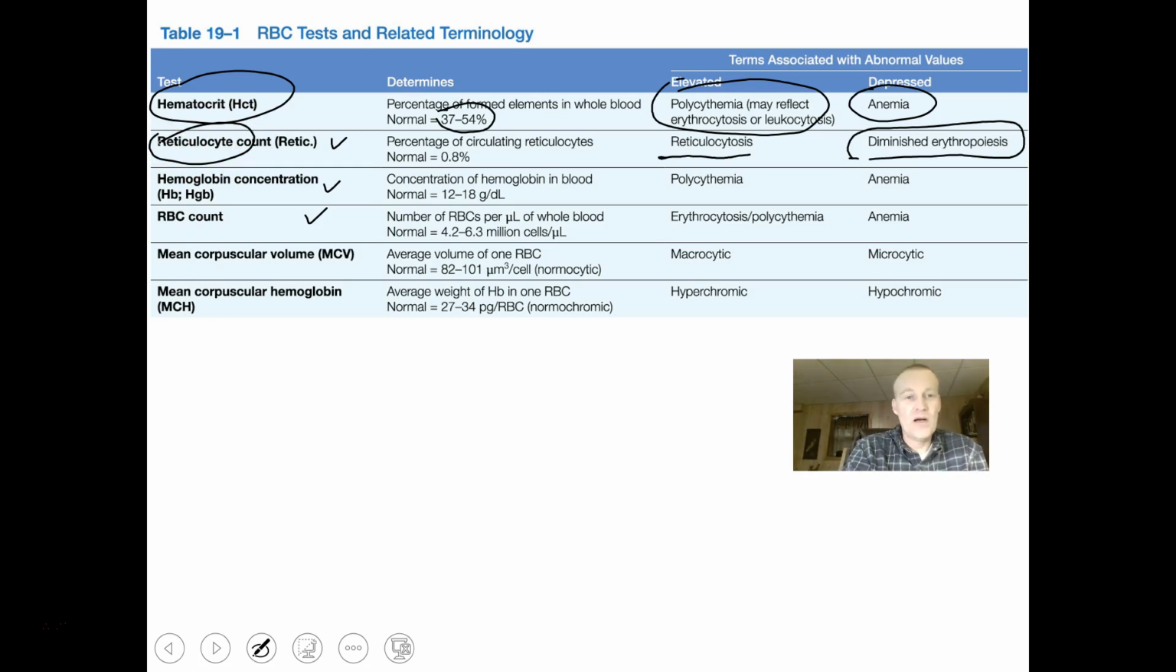We also do an MCV, which is a mean corpuscular volume. So we can see the volume of a red blood cell. And if it has a large volume, it's a macrocytic cell. If it's a small volume, it's a microcytic cell. And then we do a mean corpuscular hemoglobin count, or MCH, so we can know how much hemoglobin is in the red blood cell. If you have too much hemoglobin, it leads to a hyperchromatic or deeply staining cell, but too little hemoglobin leads to your red blood cells being very light in color.